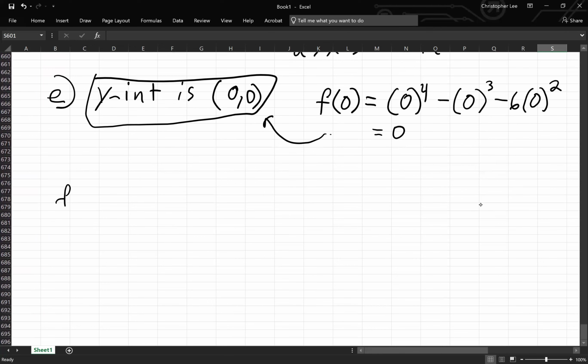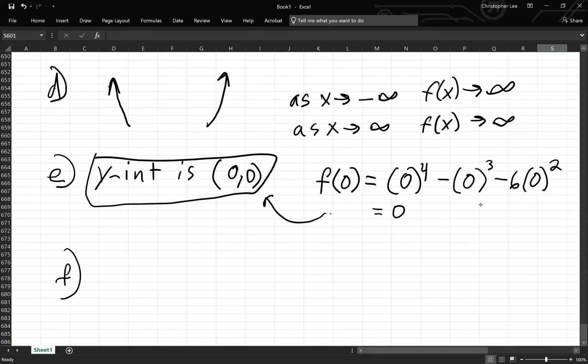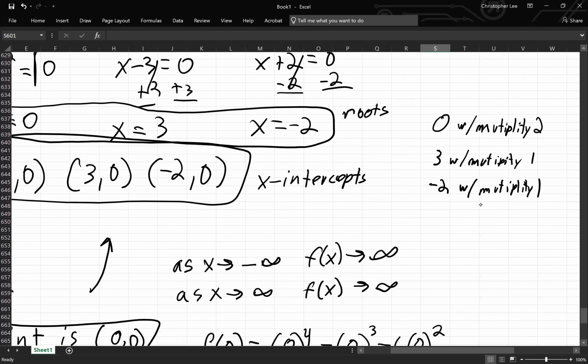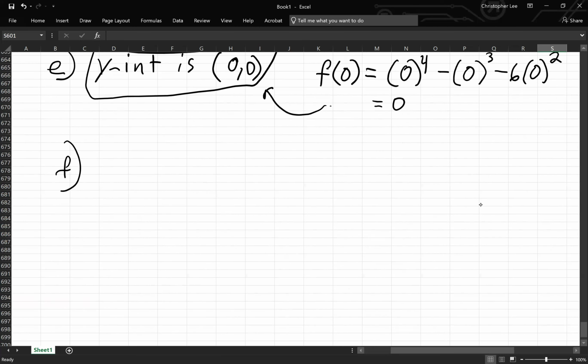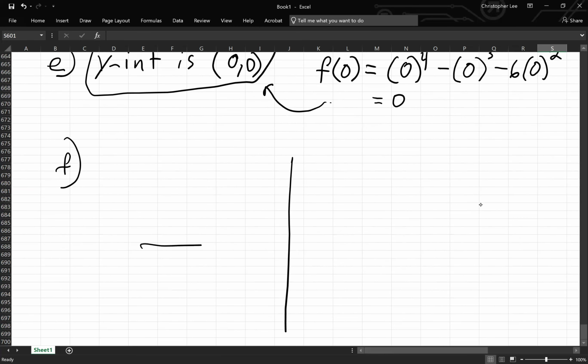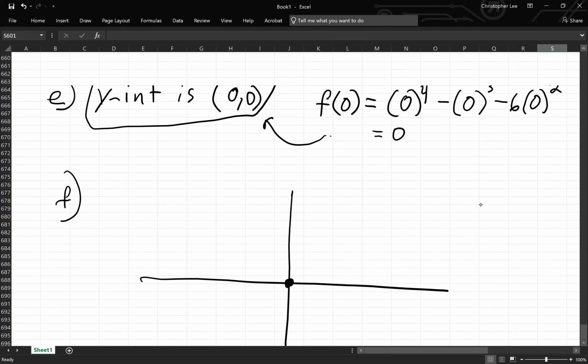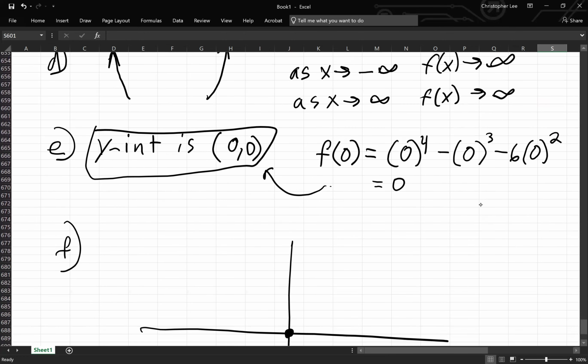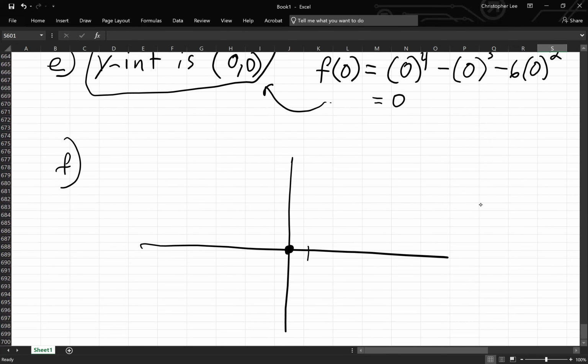So this is F. Let me just take a look at my points. Okay, we can get away with a small graph. Y-intercept is at the origin right here. So I'm gonna label that one after. So what do I have? 3, 0, and negative 2, 0. So 1, 2, 3. All right. And then 1, 2.